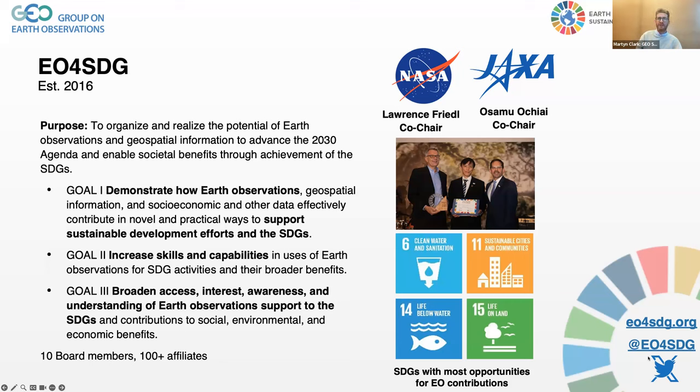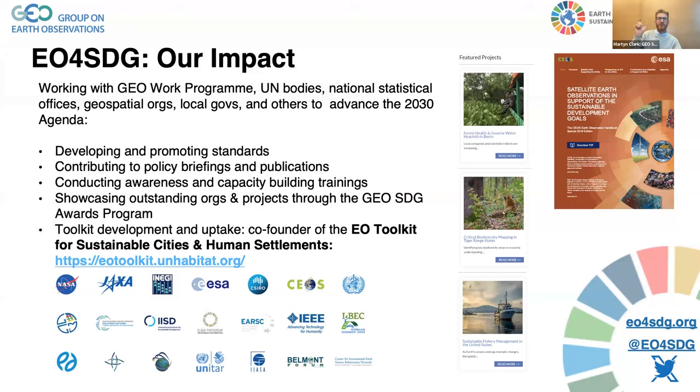That's not to say that there aren't other targets and indicators throughout the SDGs that we can contribute to, but these are the ones with the greatest opportunities, at least in the first instance. The one that we're going to hear about today, and the focus of one of our offshoots, if you like, is the EO Toolkit for Sustainable Cities and Human Settlements. There's about 7 indicators in that SDG that Earth observations can be very useful for.